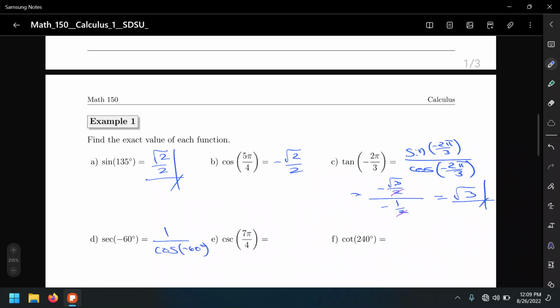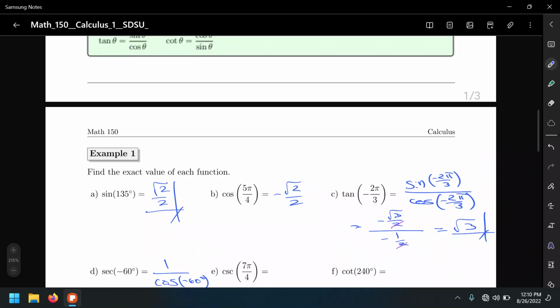And the reason for that is that, again, the unit circle gives us values of sines and cosines. So whenever we need to evaluate functions other than sine and cosine, we need to use these basic identities to write these functions in terms of sines and cosines.